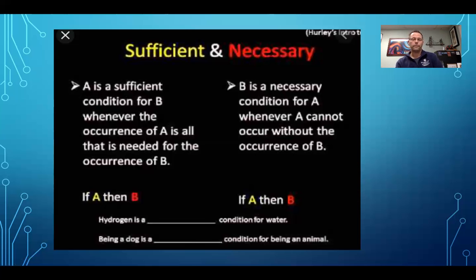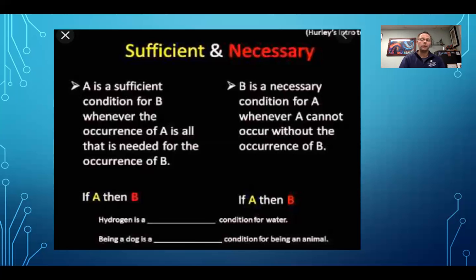I would say hydrogen is a necessary condition for water. Without it, you're not going to have water. But with it, you're still not going to have water. You also need oxygen, right? H2O is water. So hydrogen is a necessary condition for water, but it's not sufficient. You need more.